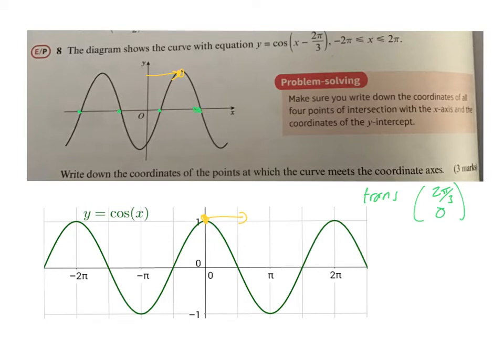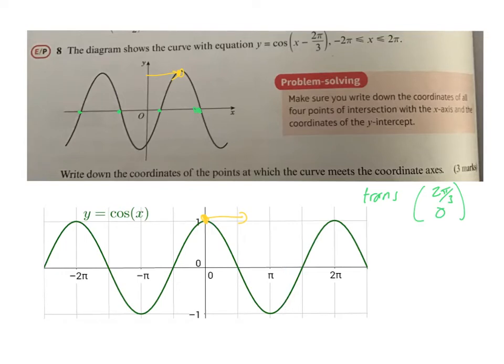Well, let's have a look. Now, this point here, first of all, let me have a look. This point here, this point was here. So this has moved across there. That's pi over 2. We know that's moved across by 2 pi over 3.